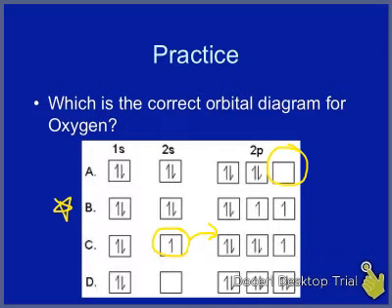Not only did we not fill 2s, but we left it completely empty. So this one is also not following the rule to fill the lowest energy level before you move on to the next one, right?